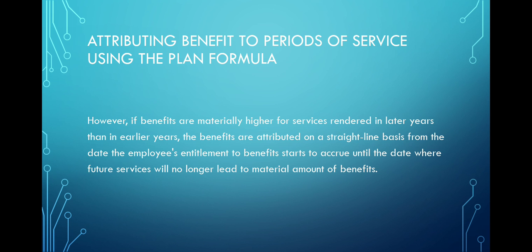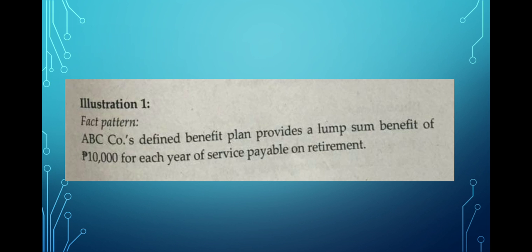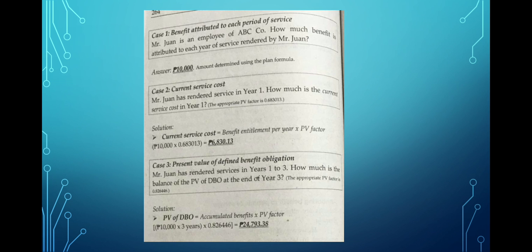Attributing benefit to periods of service using the plan formula. However, if benefits are materially higher for services rendered in later years than in earlier years, the benefits are attributed on a straight line basis from the date the employee's entitlement to benefits starts to accrue until the date where future services will no longer lead to a material amount of benefits. We have illustration 1 here. Fact pattern: ABC Company's defined benefit plan provides a lump sum benefit of 10,000 pesos for each year of service payable on retirement.